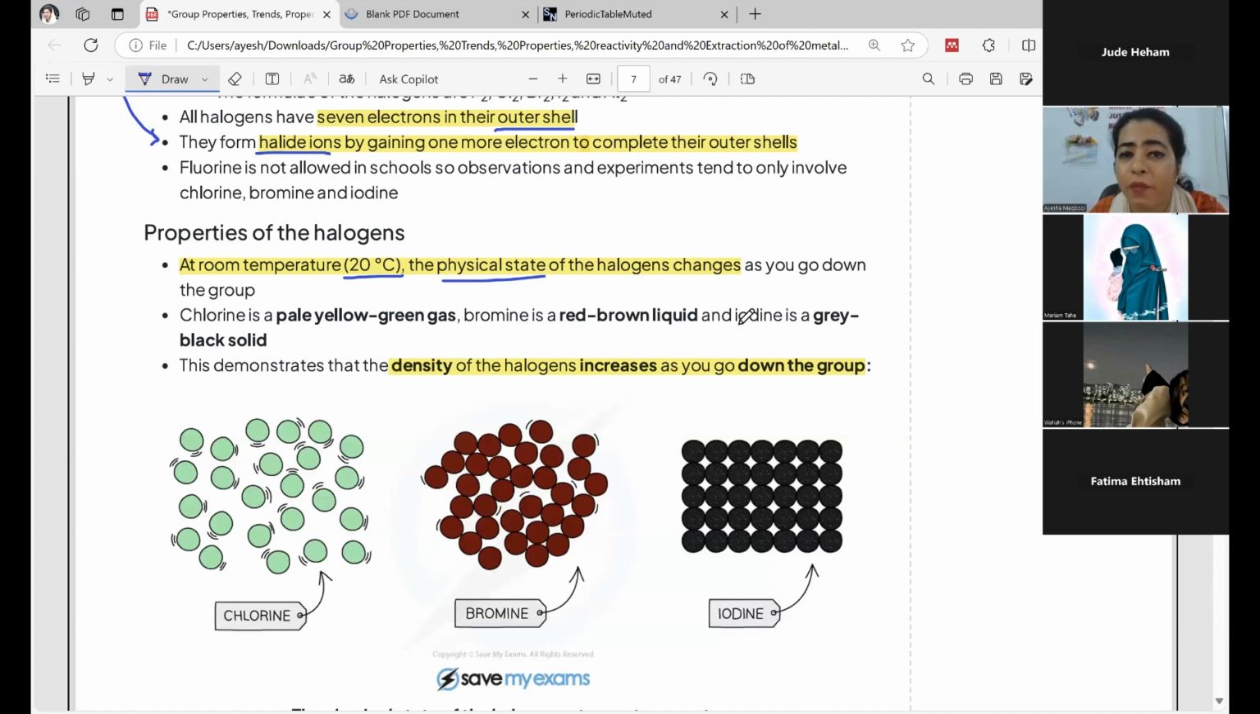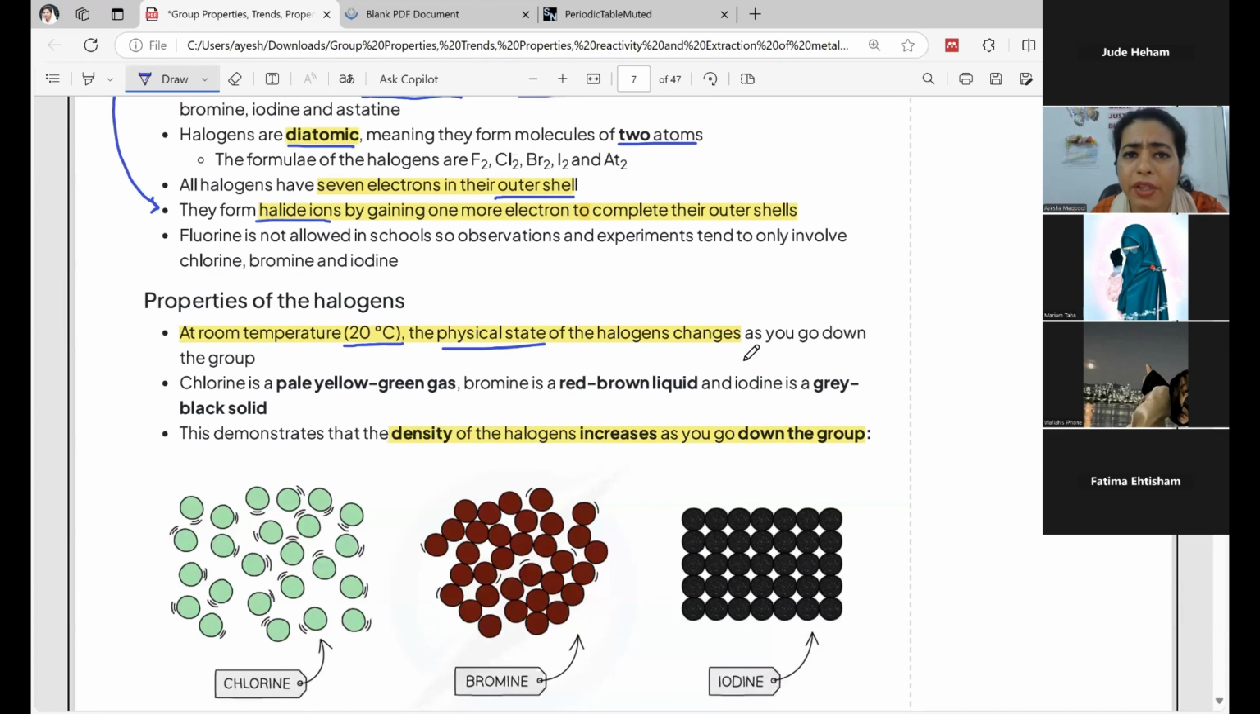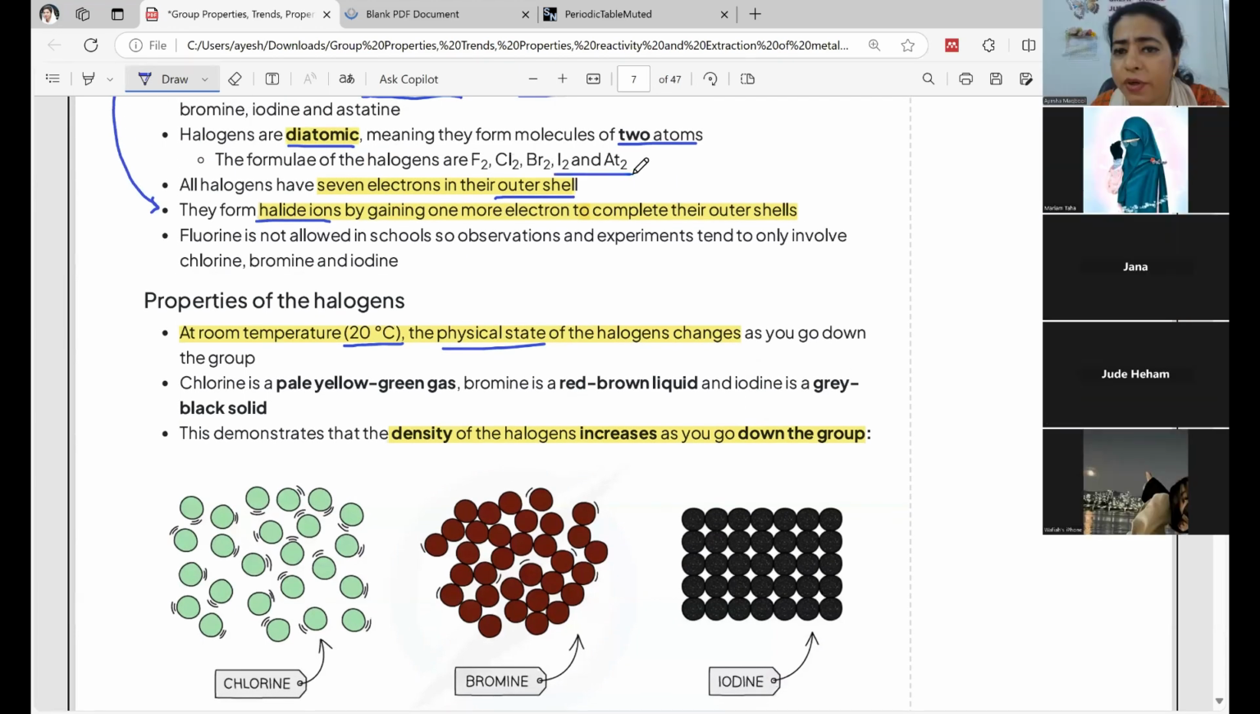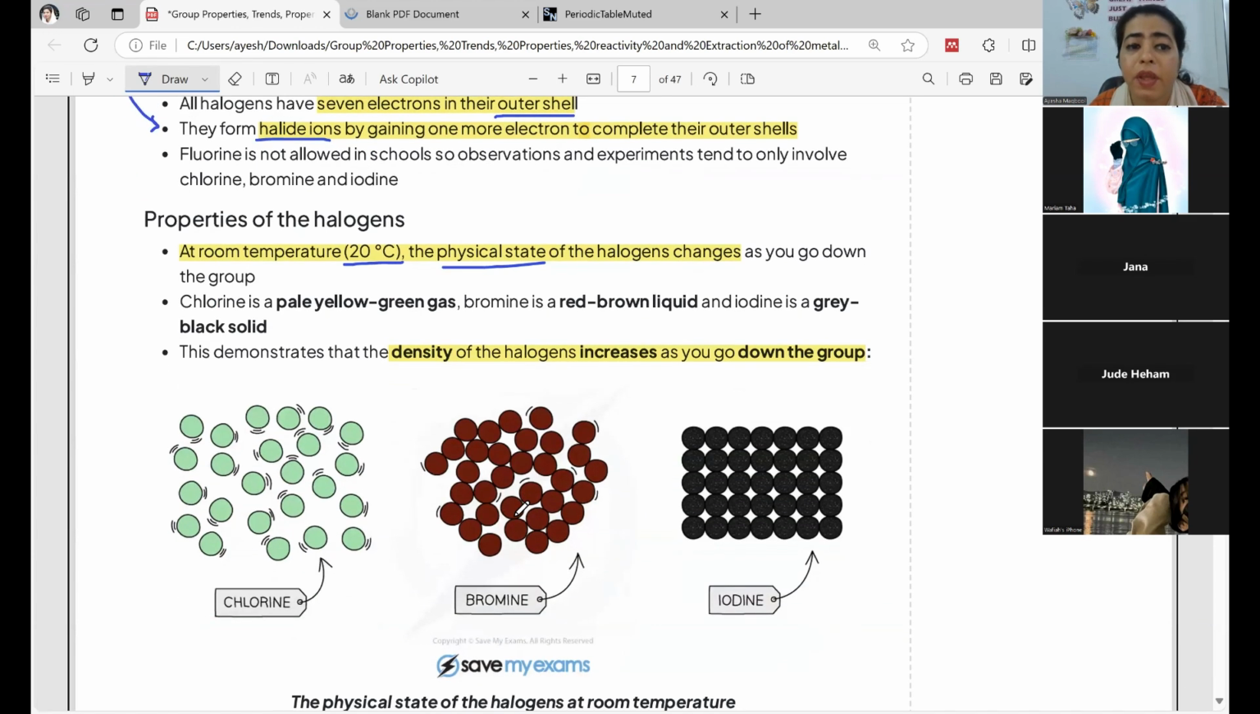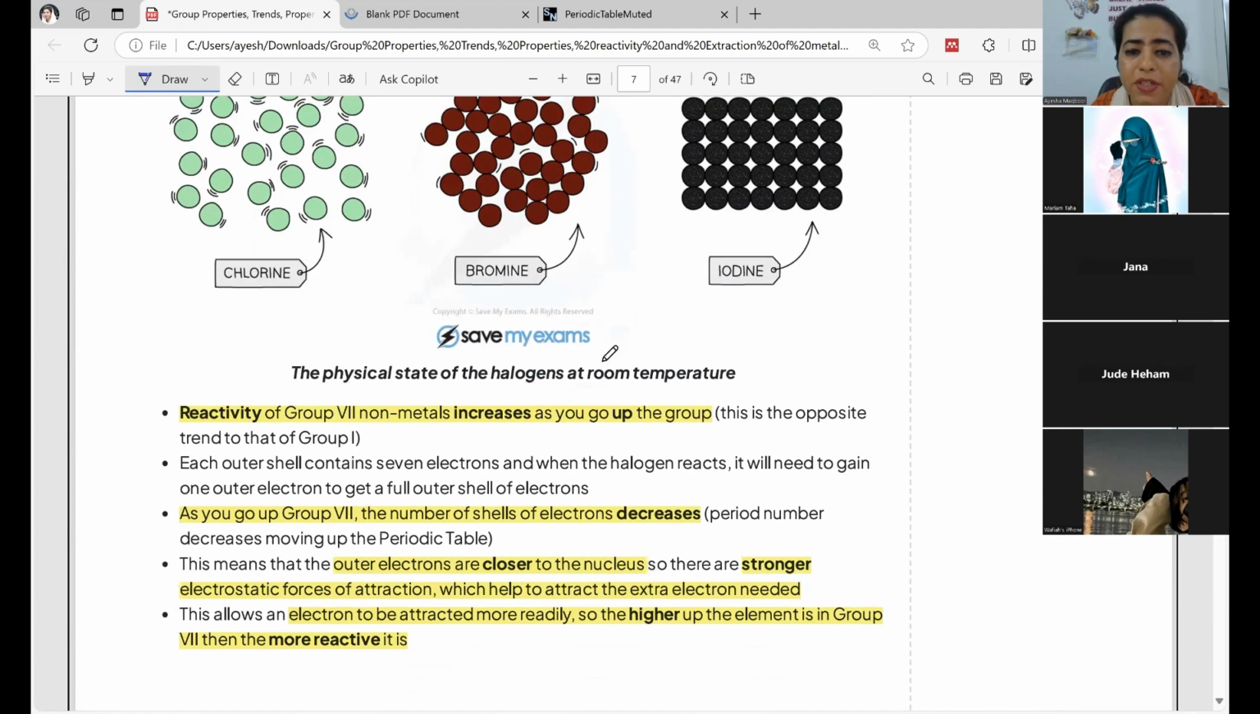Then after that, we have iodine and astatine as well. These two are going to be solid and darker in color, gray or black. If we talk about their density, density increases as they go from gas, then liquid, then solid, as we go down the group. So the density of the halogens increases as we go down the group. So that's about their physical properties.